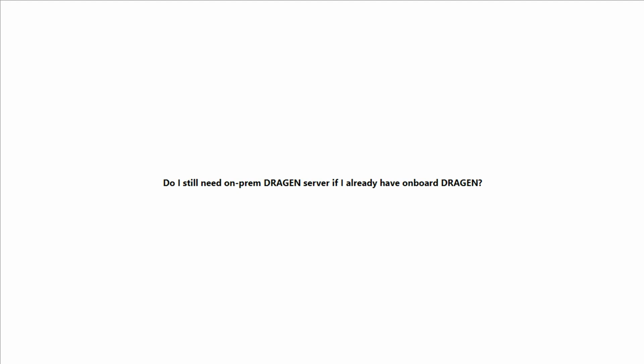For example, metagenomics is an example of application pipelines that exist on the Dragon server but not onboard NovaSeq X, or single-cell RNA for that instance. So these are some of the scenarios in which you might want to consider using Dragon on-prem server or Dragon on Illumina Cloud if you already have the onboard Dragon, and that can nicely complement your onboard Dragon analysis. Thank you.